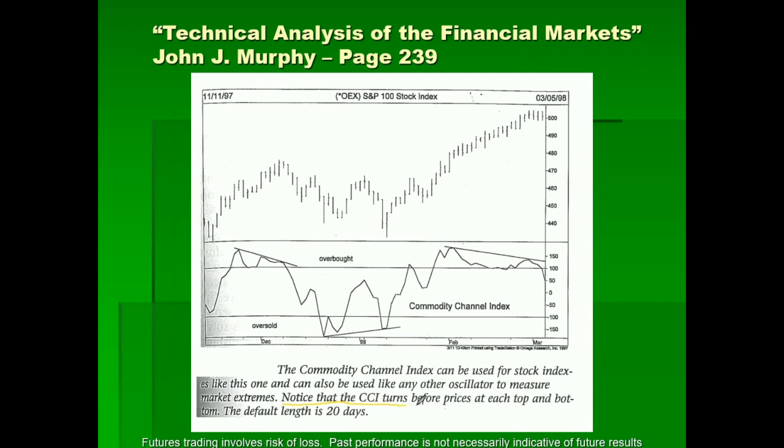Notice that the CCI turns before prices, hello, at each top and bottom. So what's he talking about? Well, the CCI is starting to turn, saying momentum going down. It's telling you, I'm predicting prices are going down, and boom, price goes down. Here I'm predicting price going to go up. Boom, price goes up. What about this? I'm predicting price going to go up. Price goes up.